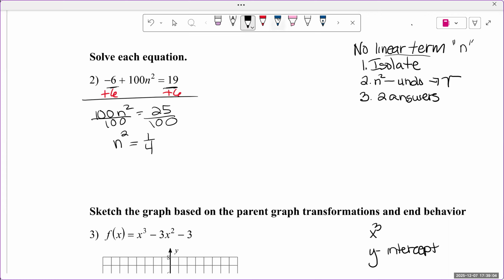Now, how many answers am I expecting? Exponent of 2, I'm expecting 2 answers. Take the square root. So we're going to take the square root of the top and the square root of the bottom. Square root of 1 is 1. Square root of 4 is 2. So I have positive 1/2 and negative 1/2.